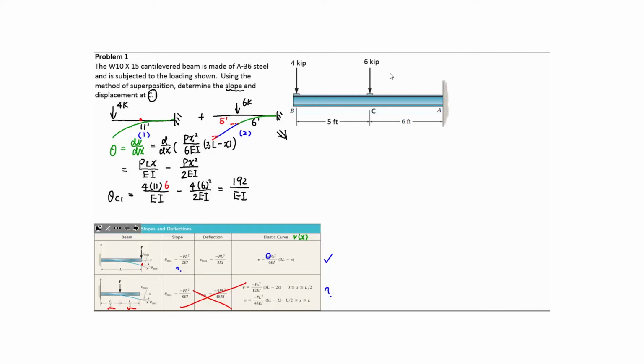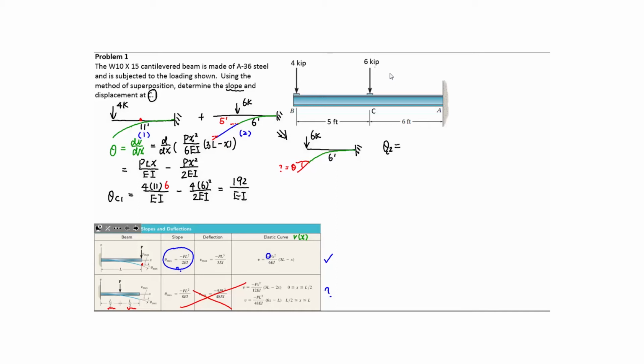It means that in order to find out the slope at C for the second structure, we actually need to find out, if we had 6 kips acting at the 6 feet cantilever, what is the rotation angle at the end? So which means the theta C at the second structure is going to be using the equation for maximum rotation for the load acting at the end.